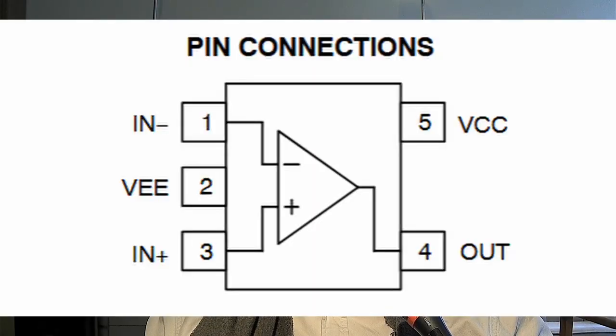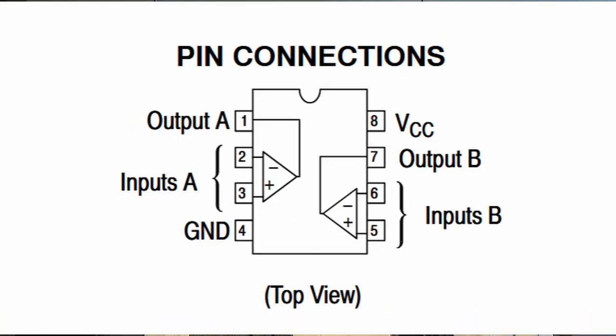Here's something else to be aware of. You can get comparators that have multiple elements per package. So if you get a single element comparator, you might have a device with 5 pins. But if you add another, so you have a dual package, you only need to add 3 more pins.